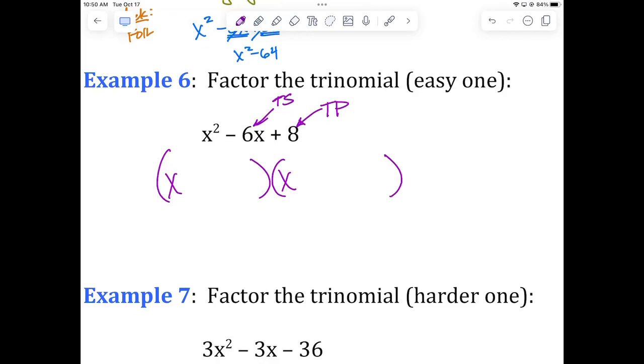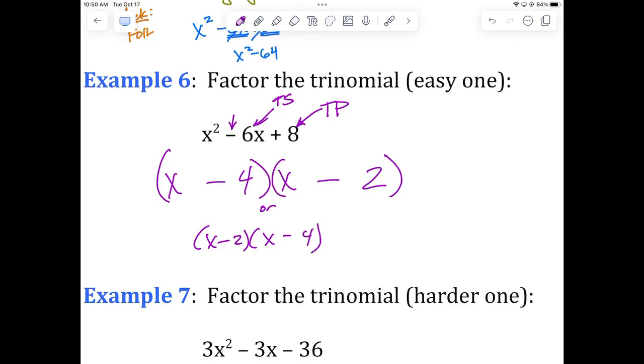Target product, target sum. It looks like some of y'all are done. Two numbers that multiply to give you 8 that add up to give you negative 6. What are they? 4 and 2. And because the product is positive, 4 and 2 are either both positive or both negative. But because our middle term is a negative, they have to both be negative. So x minus 4 times x minus 2 or x minus 2 times x minus 4.